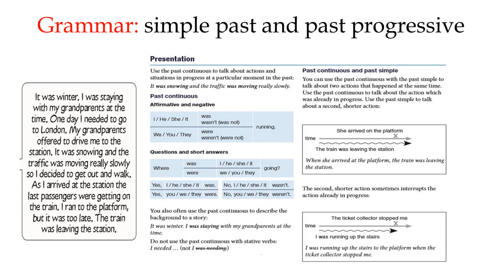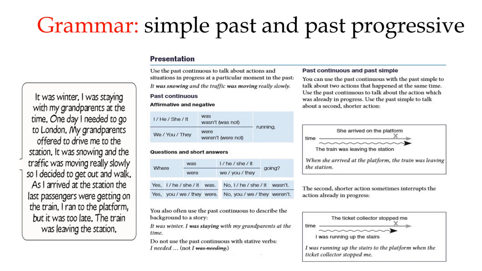Use the past continuous to talk about actions and situations in progress at a particular moment in the past. It was snowing and the traffic was moving really slowly. Past continuous, affirmative and negative. I, he, she, it was, negative wasn't, or the long form was not. We, you, they were, weren't, or long form were not running. Questions and short answers.